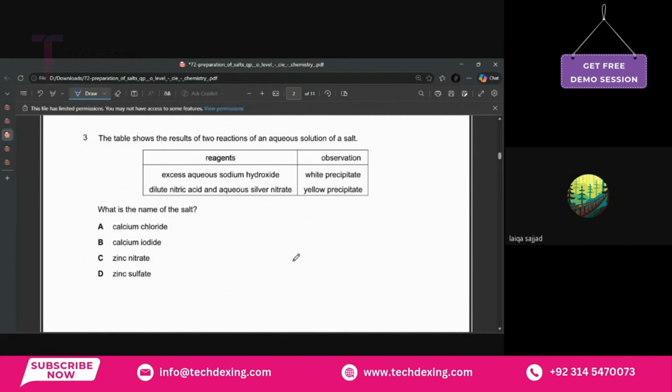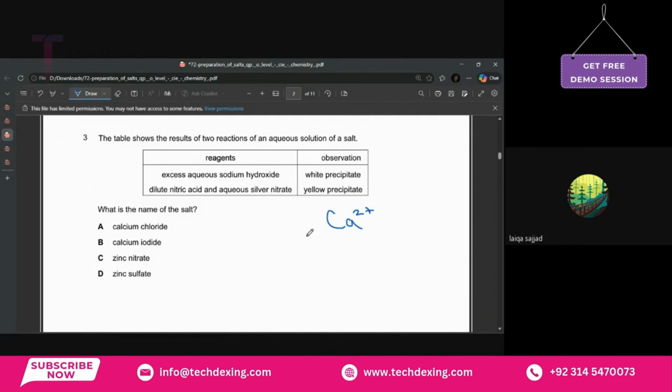Very good, excellent. Because calcium hydroxide does not dissolve; it remains even when excess sodium hydroxide is added. And as far as zinc hydroxide is concerned, it is amphoteric in nature and it dissolves in excess sodium hydroxide to form a colorless solution. So the cation must be a calcium cation because we are observing a white precipitate that does not get dissolved in excess of sodium hydroxide. So the cation must be calcium, Ca2+.